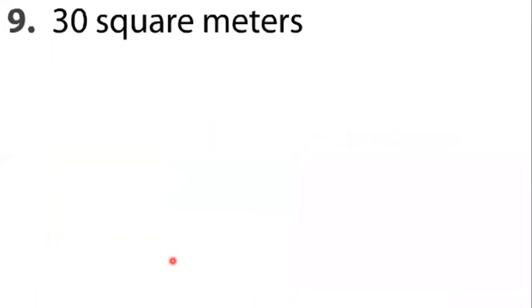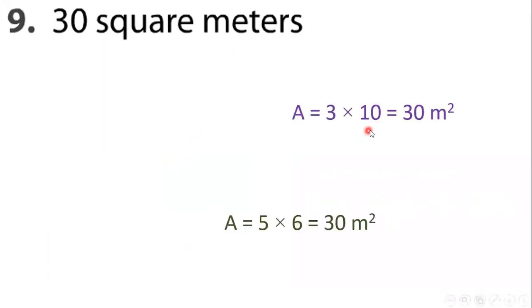Question 9. I have to draw two different rectangles that have the area of 30 square meters. First, we need to find two multiplication equations with the answer of 30. We all know that 3 multiplies 10 equals 30 and 5 multiplies 6 equals 30. Then we will draw the rectangles.